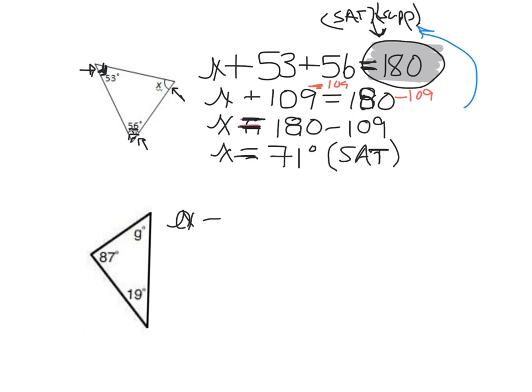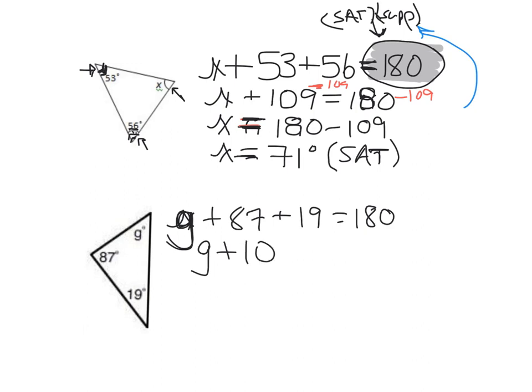Oh, now it's G, of course it is. Okay, G plus 87 plus 19 is equal to 180 degrees. So G plus 106 equals 180. Okay, if you're a balancer, you know that you're going to have to take 106 away from that side, which means you have to balance it on this side.